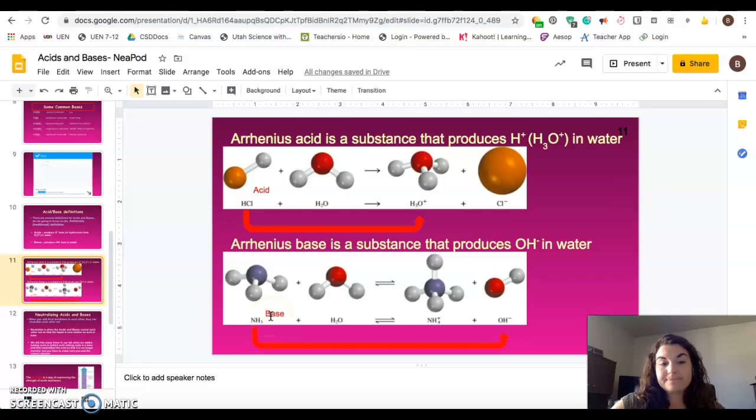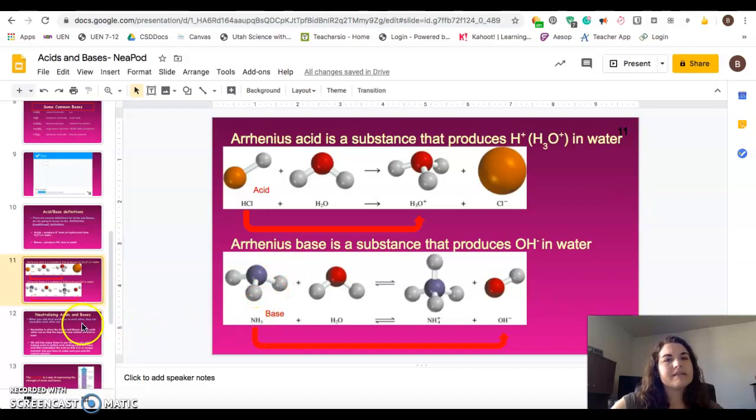Now here's another example. I have NH3 and I added water to it. It looks like I made an OH minus. So this OH minus right here tells me that I started with a base. So the base was NH3. Your water is just here to kind of kickstart the reaction. The water is here to break down the acids. Okay, so when you're looking at this, you're looking at, does it make an H3O plus or OH minus? And depending on what it makes, it is either an acid or a base.